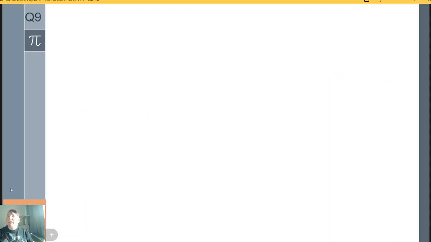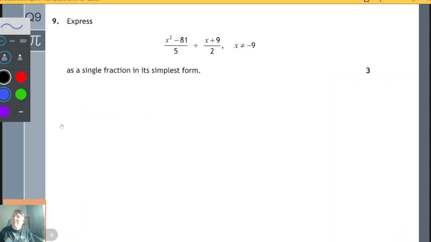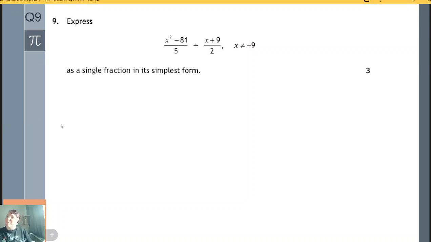Ready. Question 9. Express as a single simple fraction, x is not minus 9: x squared minus 81 all over 5, divided by x plus 9 all over 2. Fraction divided by a fraction, flip the second fraction. We have x squared minus 81 over 5 times 2 over x plus 9.